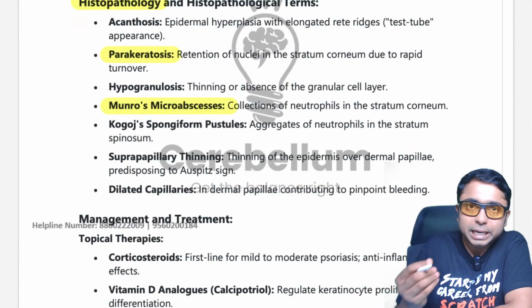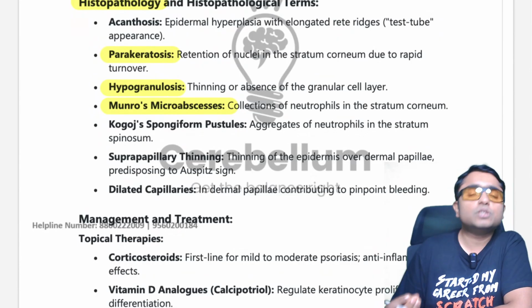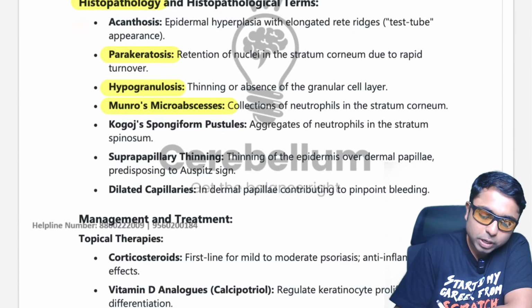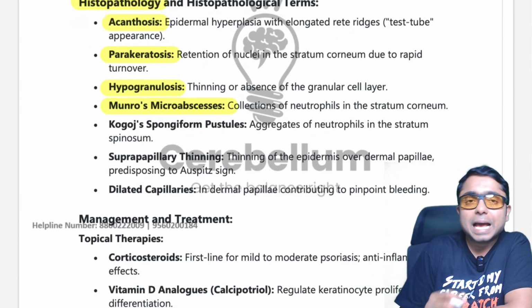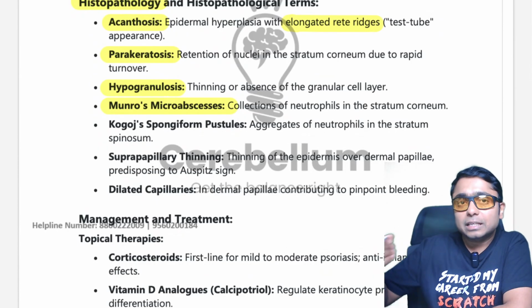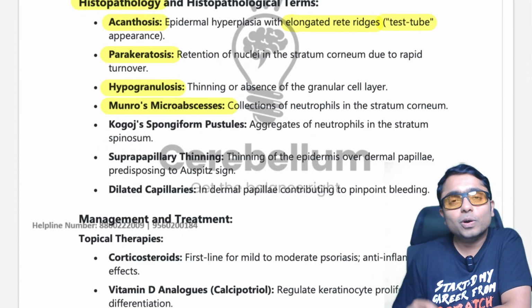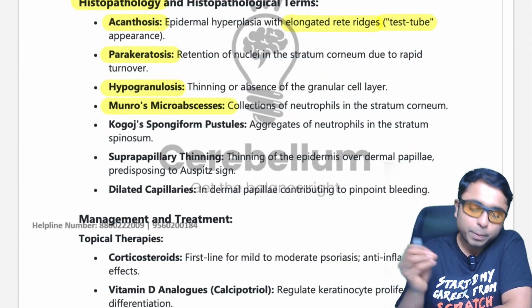And coming to the next layer, that is stratum granulosum, we can see absence or reduced thickness of the stratum granulosum, which is hypogranulosis. Next, we are going to see the acanthosis. So what is this? Basically, we are going to see the elongated rete ridges and stratum spinosum thickening can be noted. And this elongation of the rete ridges is also called test tube appearance or camel foot appearance.